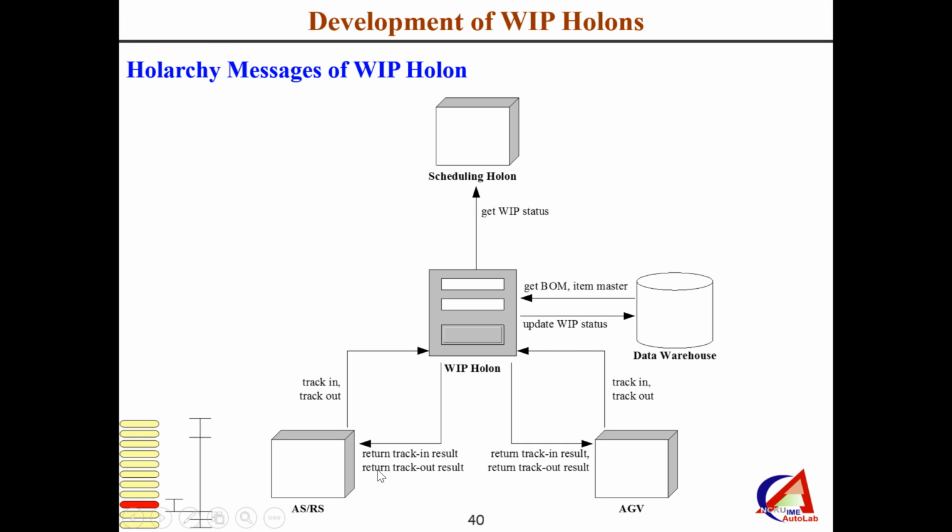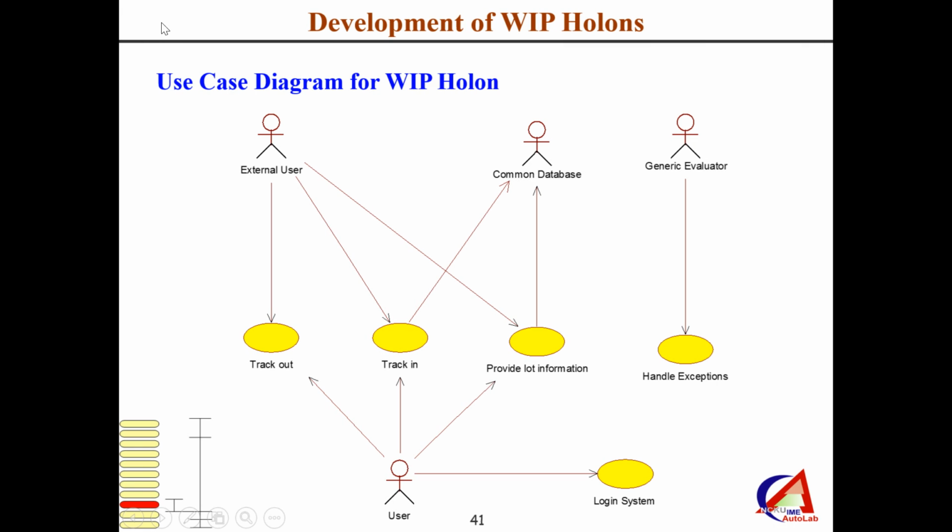So the whip holon just has 4 other objects that need to communicate with it. So you will define all the interface messages shown here. Next, of course, you need to draw the class diagram. You see we have these functions: track out, track in, provide information, and handling exceptions.